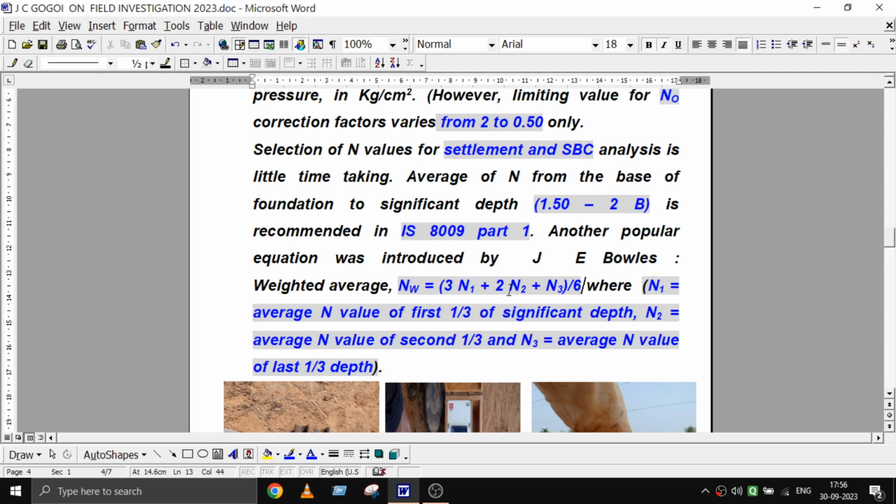So he divided the loading pattern into 3 parts: one is 100%, another is 20%, another is 10%. He has distributed in this way. He explained this equation in an international conference where he discussed this equation in this way.